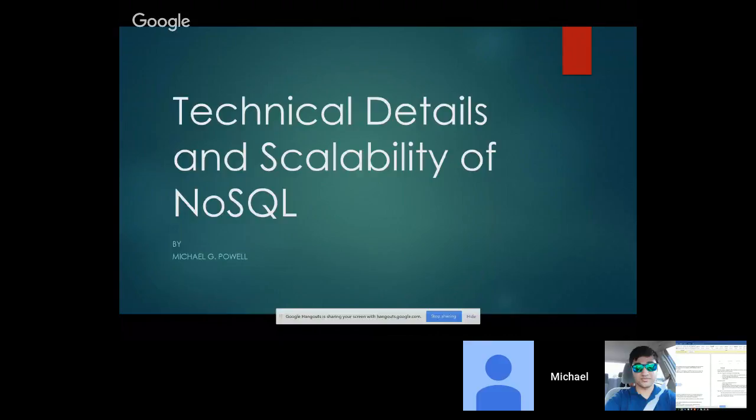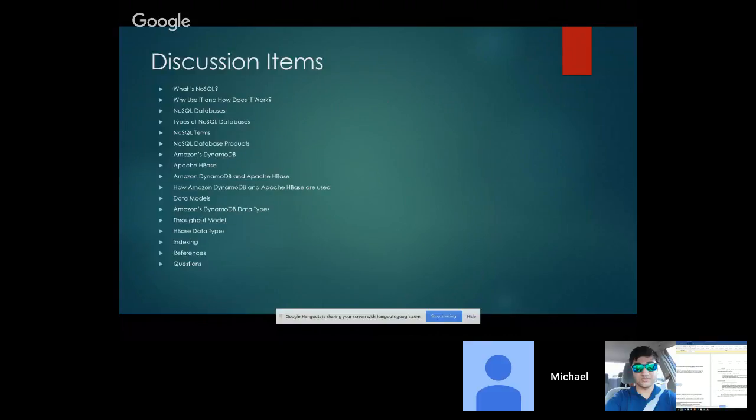Good evening. My name is Michael Powell, and I am going to discuss technical details and scalability of NoSQL. With regards to NoSQL, the discussion items: we're going to discuss what NoSQL is, why it is and how it works. We're also going to talk about NoSQL databases, types of NoSQL databases, NoSQL terms, and differentiated products.